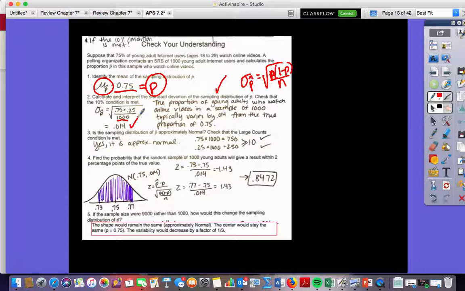Well, really kind of 2 things alongside that, which I didn't put here. First of all, if you did this and then said the proportion of young adults who watch online videos in the sample typically varies by 0.014 from 0.75, which is my true proportion, then you got the other half for interpreting it. So again, you would get half for doing this and then half for doing the interpretation because it did state that in the problem.